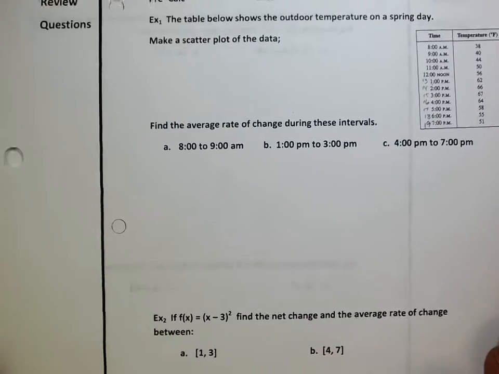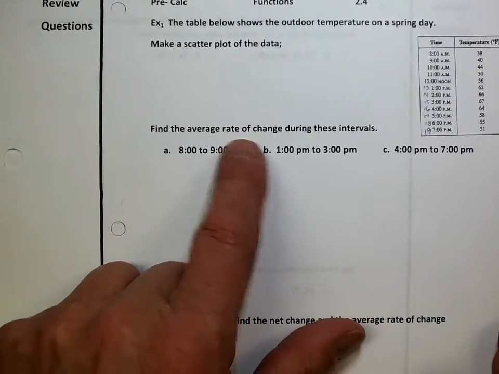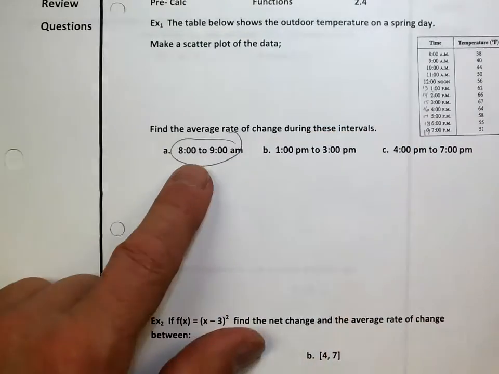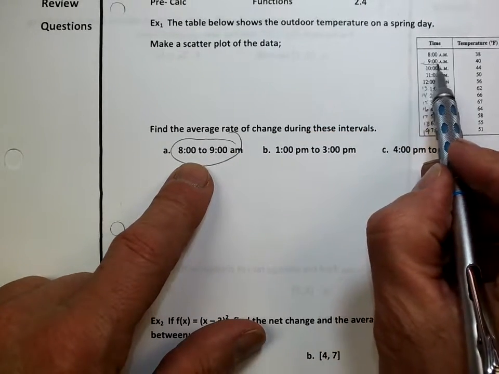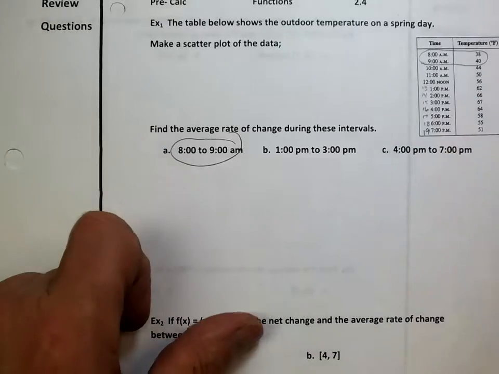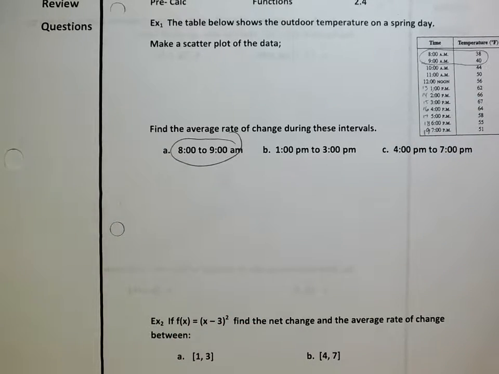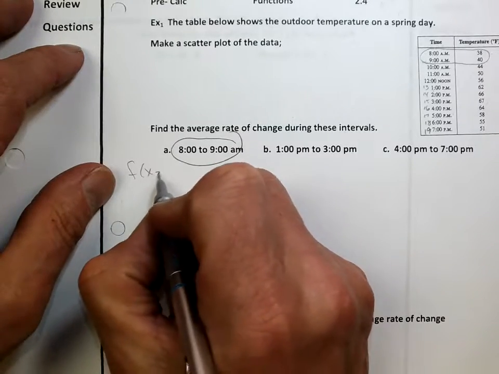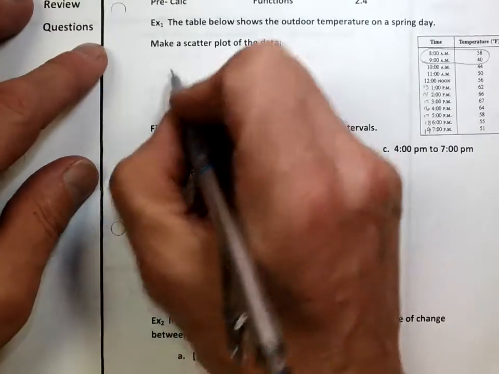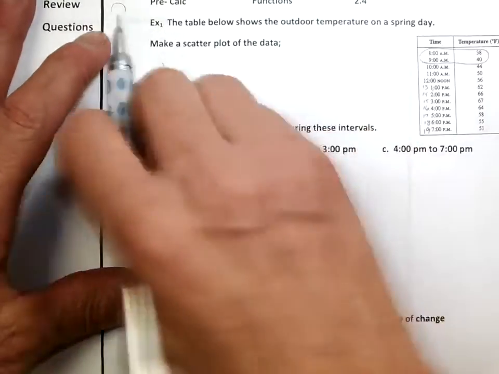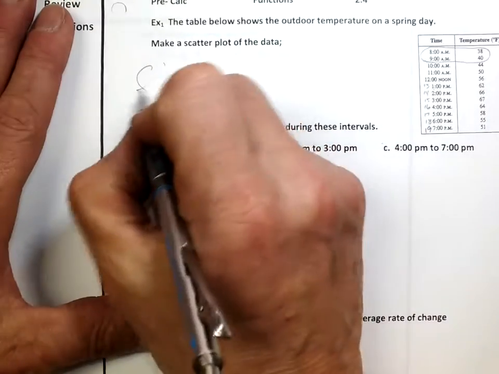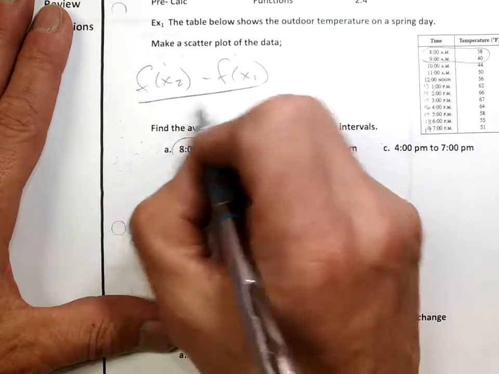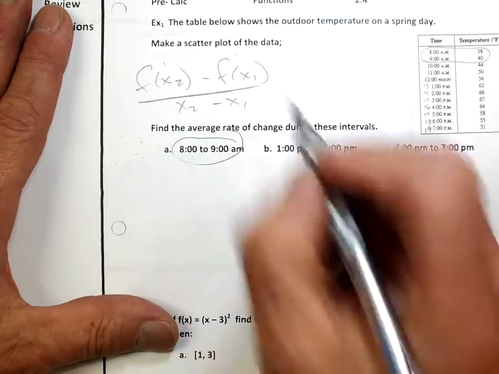First of all, find the average rate of change during these intervals, from 8 to 9. So from 8 to 9, let me see. 8 to 9 is right there. Now, average rate of change, we had in our notes. Let me erase that and put it up here so I have room to do my work. It's f of x2 minus f of x1, divided by x2 minus x1, okay?